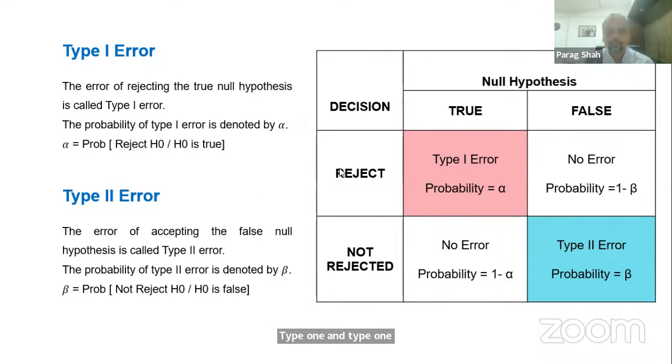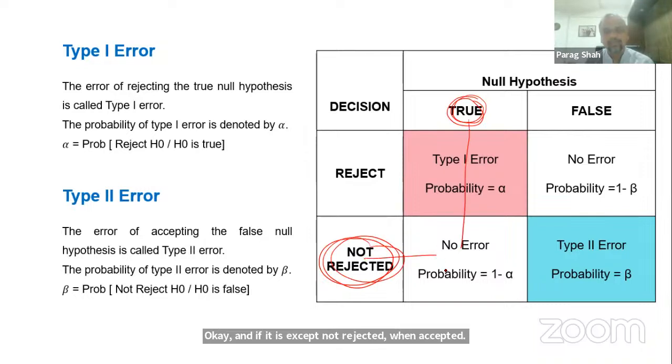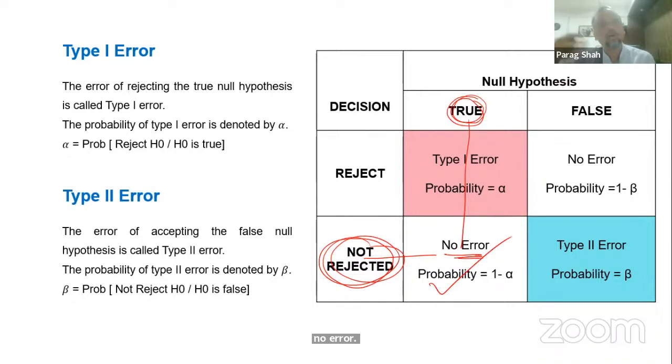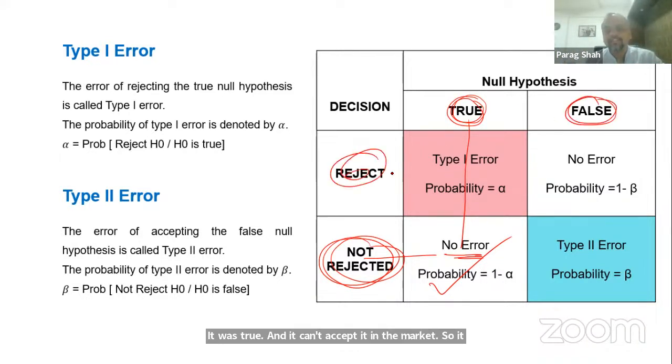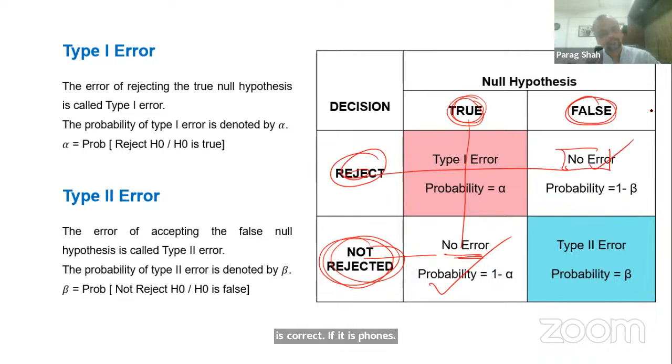This means your hypothesis is true. If it is not rejected, that means accepted. If it is true and it is accepted, it is a correct decision, no error. It was true and it got accepted in the market, so it is a correct decision. If it is false and it gets rejected, again, no error. It was false and it got rejected.